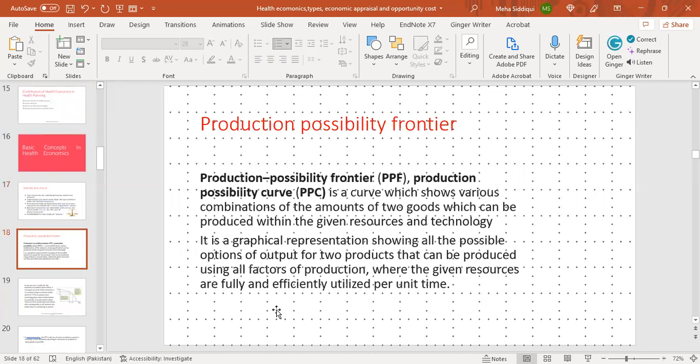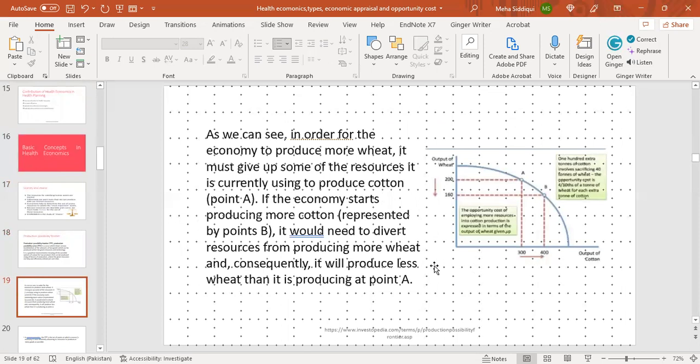Then comes the production possibility frontier. This is a curve which shows various combinations of the amounts of two goods which can be produced within the given resources and technology. It is a graphical representation showing all the possible options of output for two products that can be produced using all factors of production where the given resources are fully and efficiently utilized per unit time. This is a graphical representation showing the production possibility frontier. In this, we can see the combination of two products, wheat and cotton.